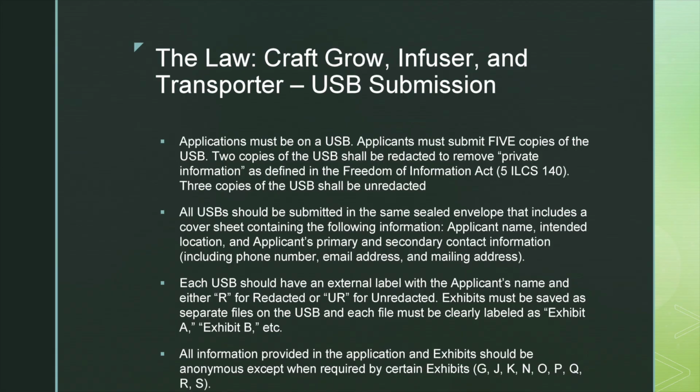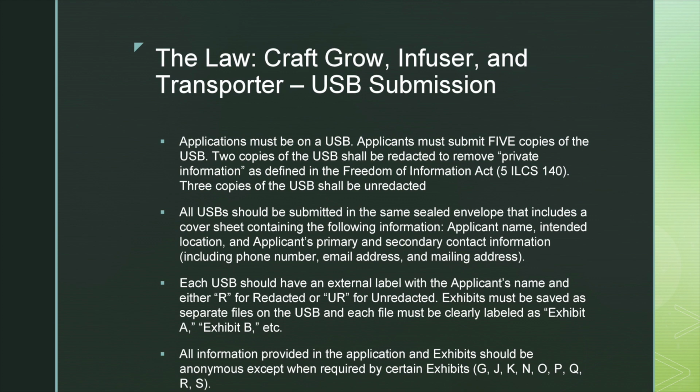And if you want it to be scored, it has to be complete. So in order to submit, you have to have a USB, have 5 copies of the USB. 2 copies shall be redacted to remove private information as defined in the Freedom of Information Act. That information can include things like addresses, social security numbers, places of employment, etc. 3 copies of the USB should be unredacted.